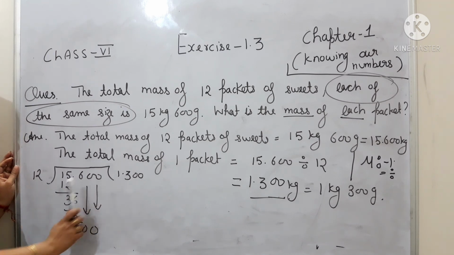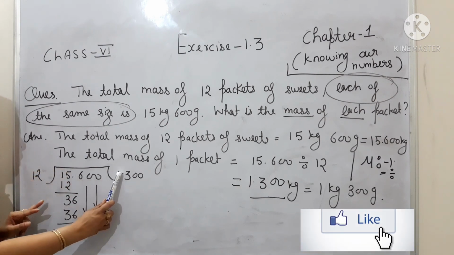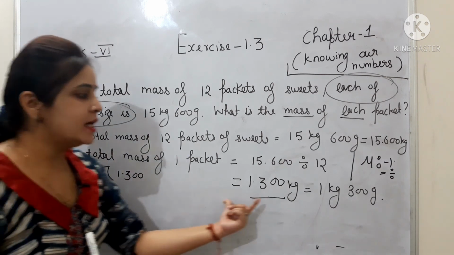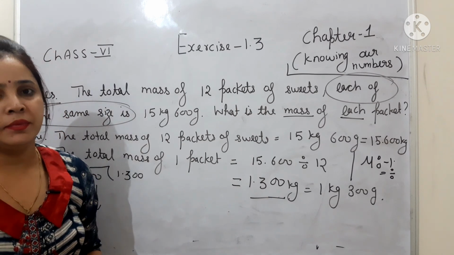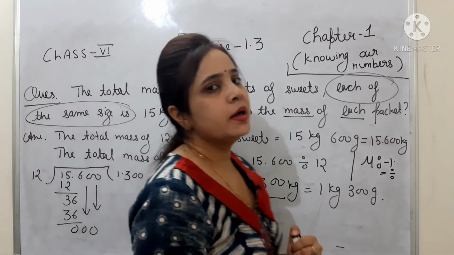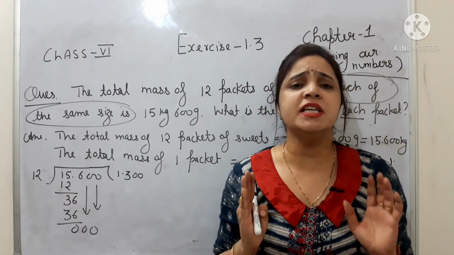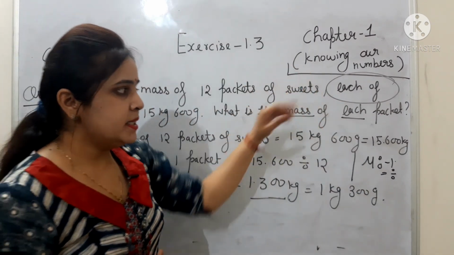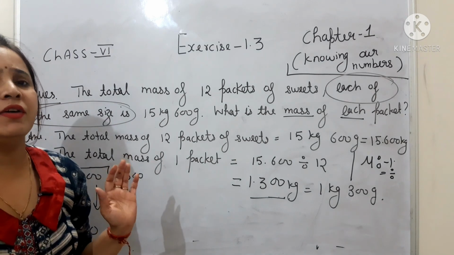Now 12 ones are 12. 5 minus 2 is 3. You take the point sign here, because you are using the digit after the point, so I have put the point here. Rest you know how to divide it. So ultimately you get your answer as 1 kg 300 gram. So what is the weight of each packet of sweet? The weight of each packet of sweet is 1 kg 300 gram. The statement is clear. Rest calculations you are already very well aware of.